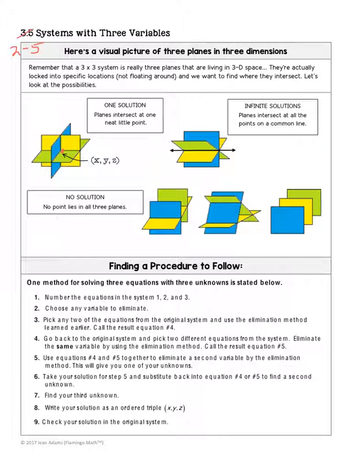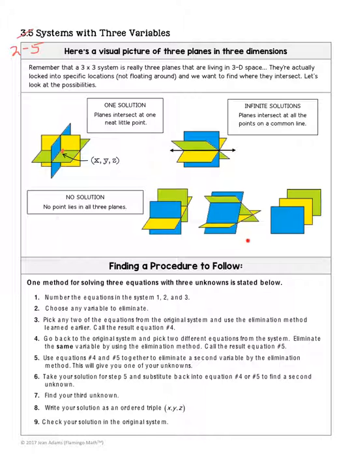So this would be one solution. Then there could be infinitely many solutions. And you see that over here where they would intersect in a line. So the line would give you infinitely many solutions.